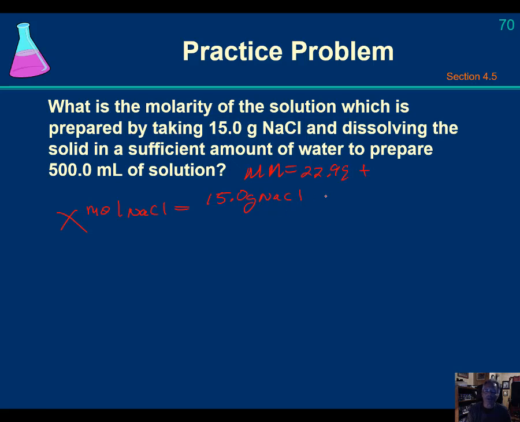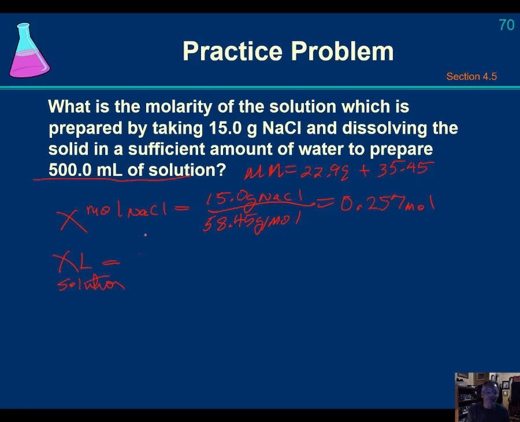22.99 grams per mole plus chlorine, which is 35.45 grams per mole, and that's going to give us approximately 58.45 grams per mole. And we'll go ahead and we'll calculate the number of moles of sodium chloride we have. So that's going to be, to three significant figures, 0.257 moles.